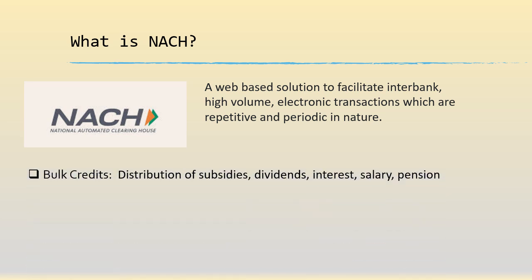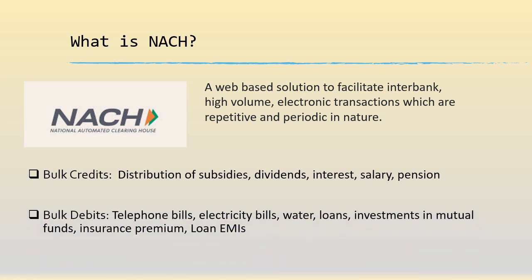Now you have two categories of NACH payments. One is the bulk credits: distribution of subsidies by the government, dividends by corporates, interest payments, salaries, and pension funds are examples of bulk credits. In bulk debits, you have the utility bill payments to telephone companies, electricity companies, water payments, loan EMIs, investments in mutual funds like SIP deductions, insurance premiums from your health insurance, and so on. So these are the use cases of bulk debits. Now you will get an idea as to how the SIP mutual fund debits every month from your bank account.